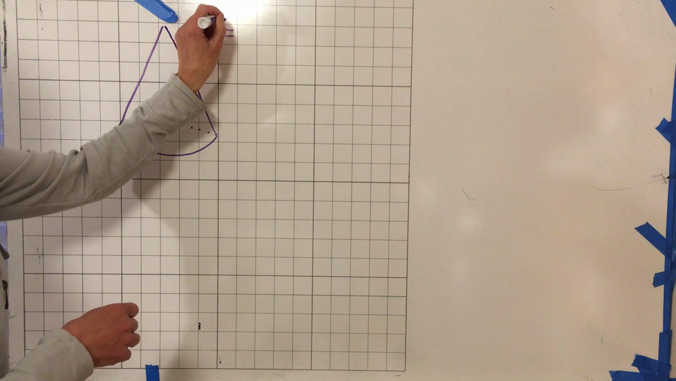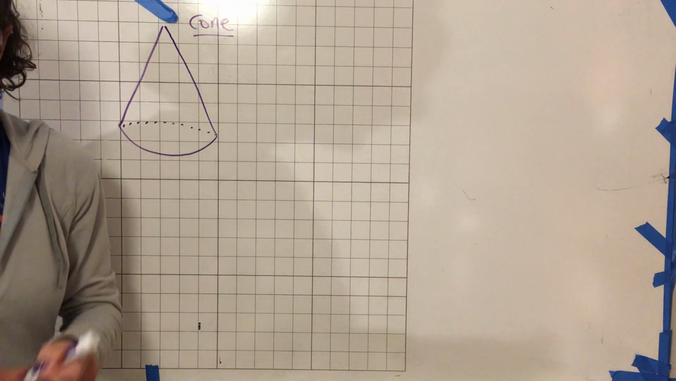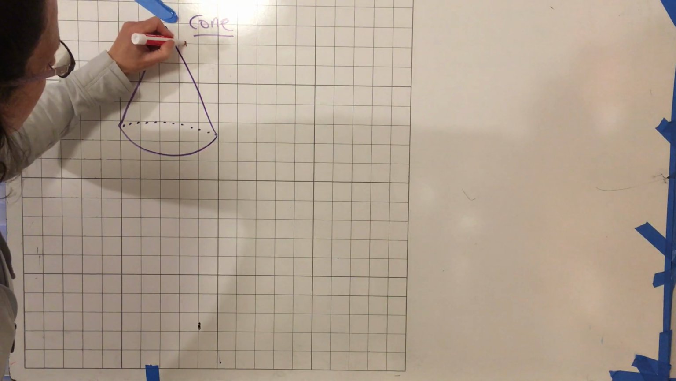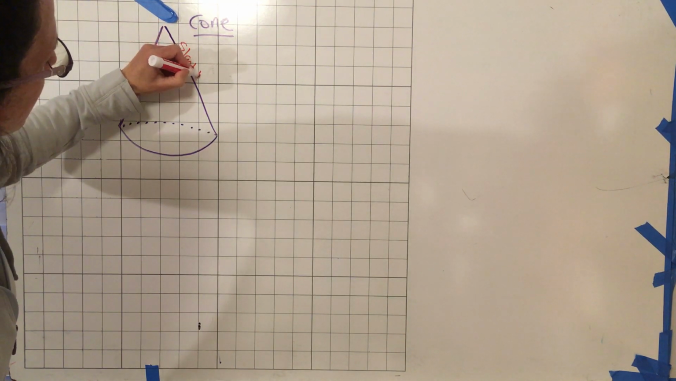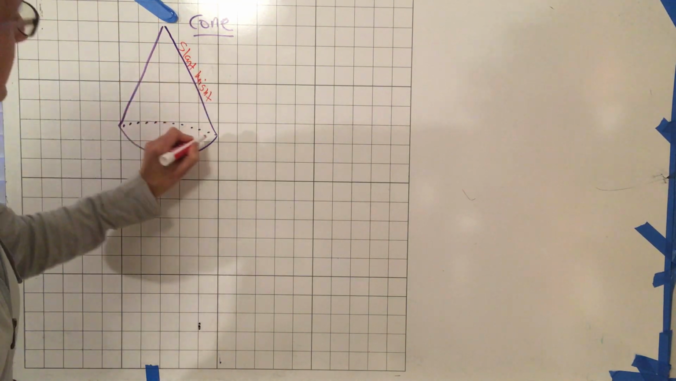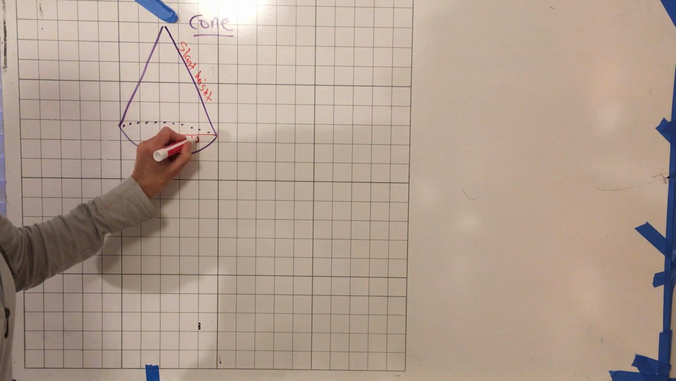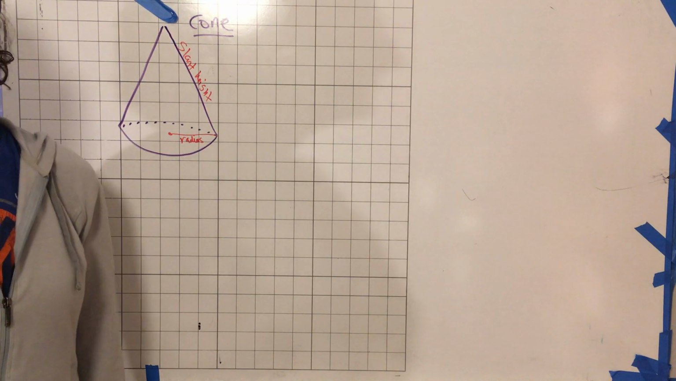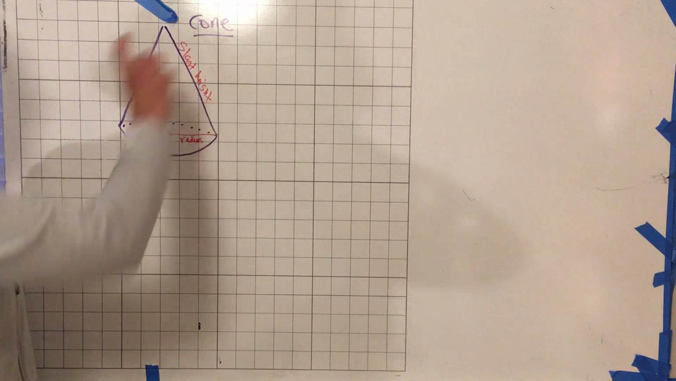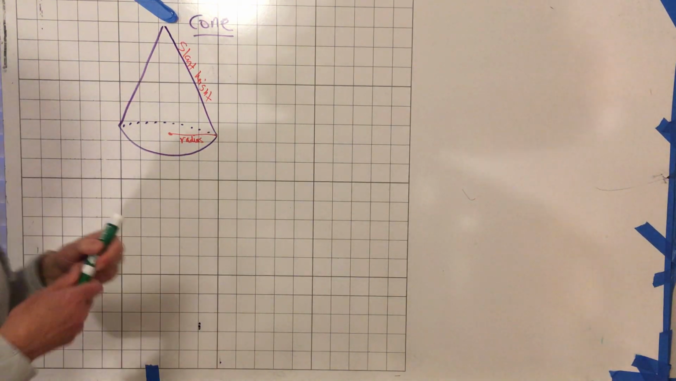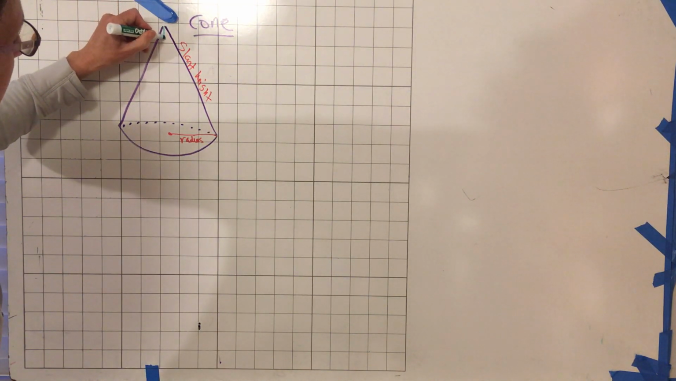All right, so if you remember your vocab, this is called the slant height. This is the radius. You need both of those things in order to find the surface area. So you have to have the radius and you have to have the slant height. But there's also this thing called the height, the regular height, which is how tall it is.